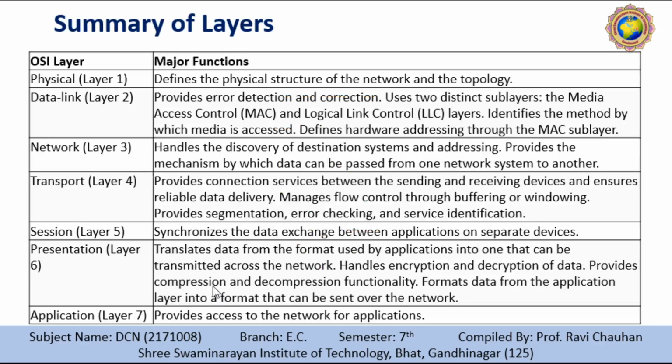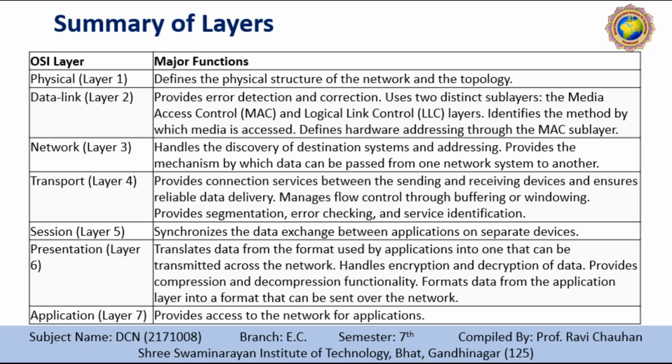So this is a summary of layers in a table format, which will give you a detailed explanation of each layer. Let's go through. So, first, our physical layer. So, what is a physical layer? It defines the physical structure of the network and the topology.